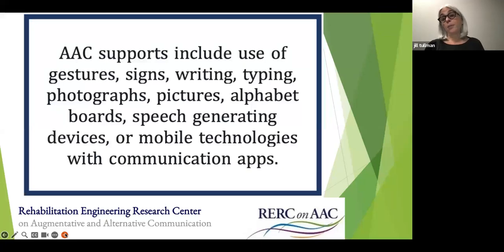When we talk about augmentative and alternative communication, the acronym is AAC. AAC supports include gestures, signs, writing, typing, pictures, alphabet boards, speech generating devices, or mobile technologies with communication apps. This is the definition put out by the RERC on augmentative and alternative communication. The RERC is the Rehabilitation Engineering Research Center on AAC, and it's comprised of leaders in the field of AAC who do research at universities across the country.